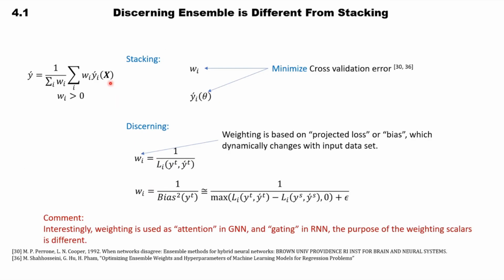Now, the basic idea of our discerning ensemble is simply this. We can use the projected loss or bias for weighting of the base learners' predictions. This would yield a different kind of ensemble technique, which we name the discerning ensemble. The name signifies the discerning power of base learners. It also rhymes with bagging, boosting, and stacking, other types of ensemble. It's worth noting the weighting used in discerning ensemble is different from weighting used in stacking, etc.